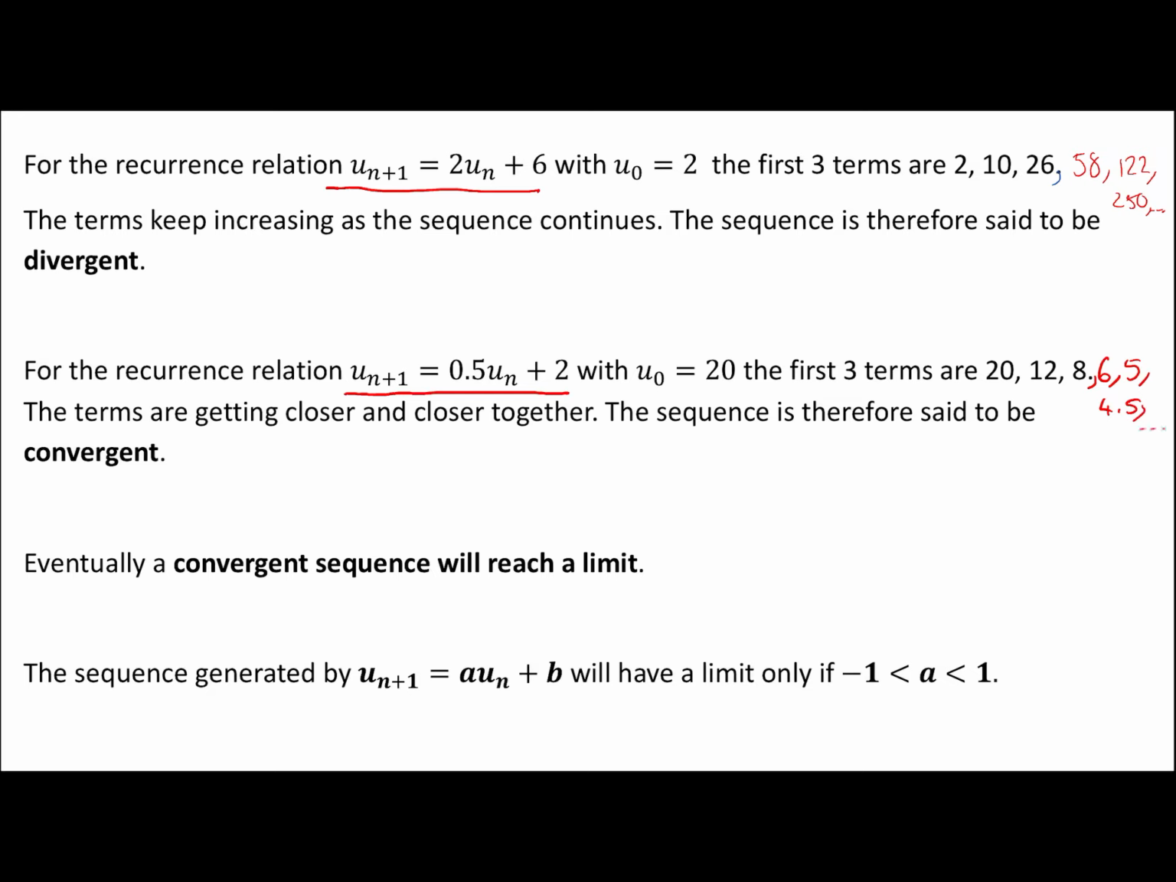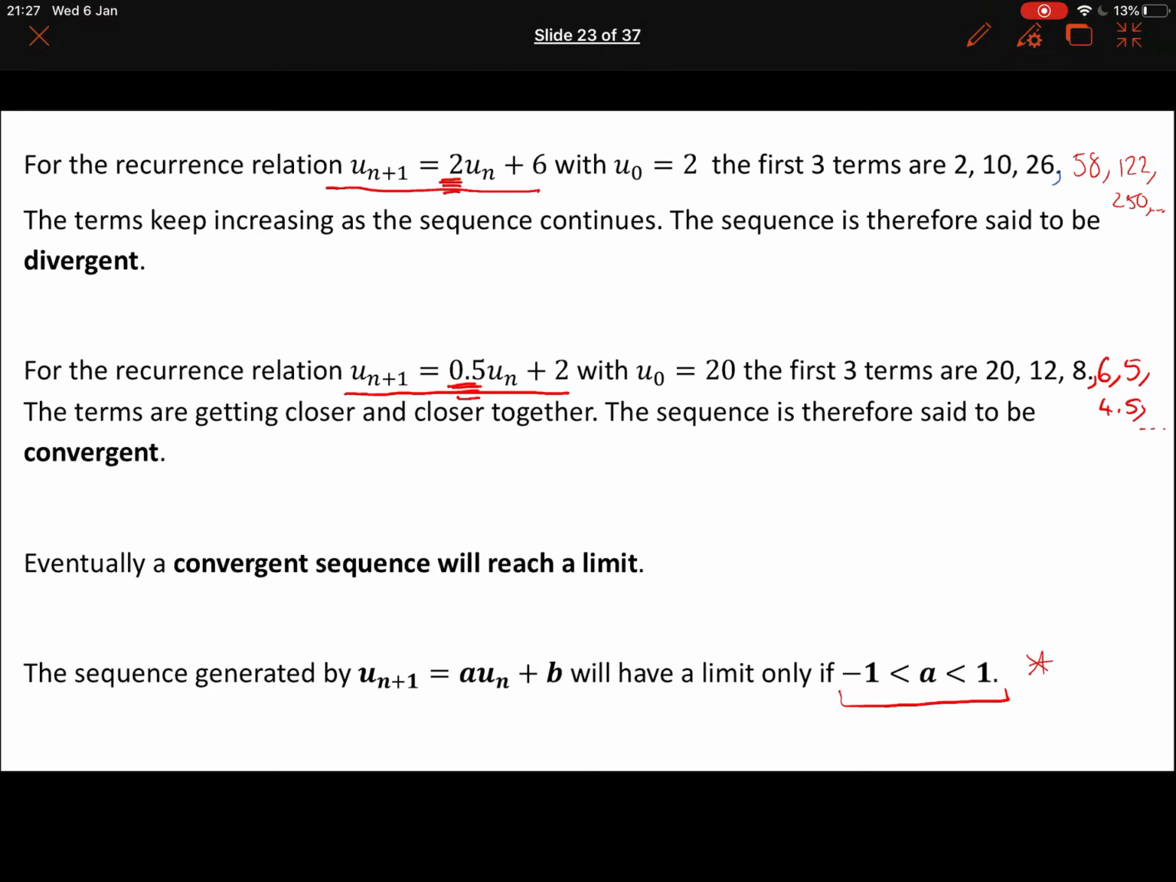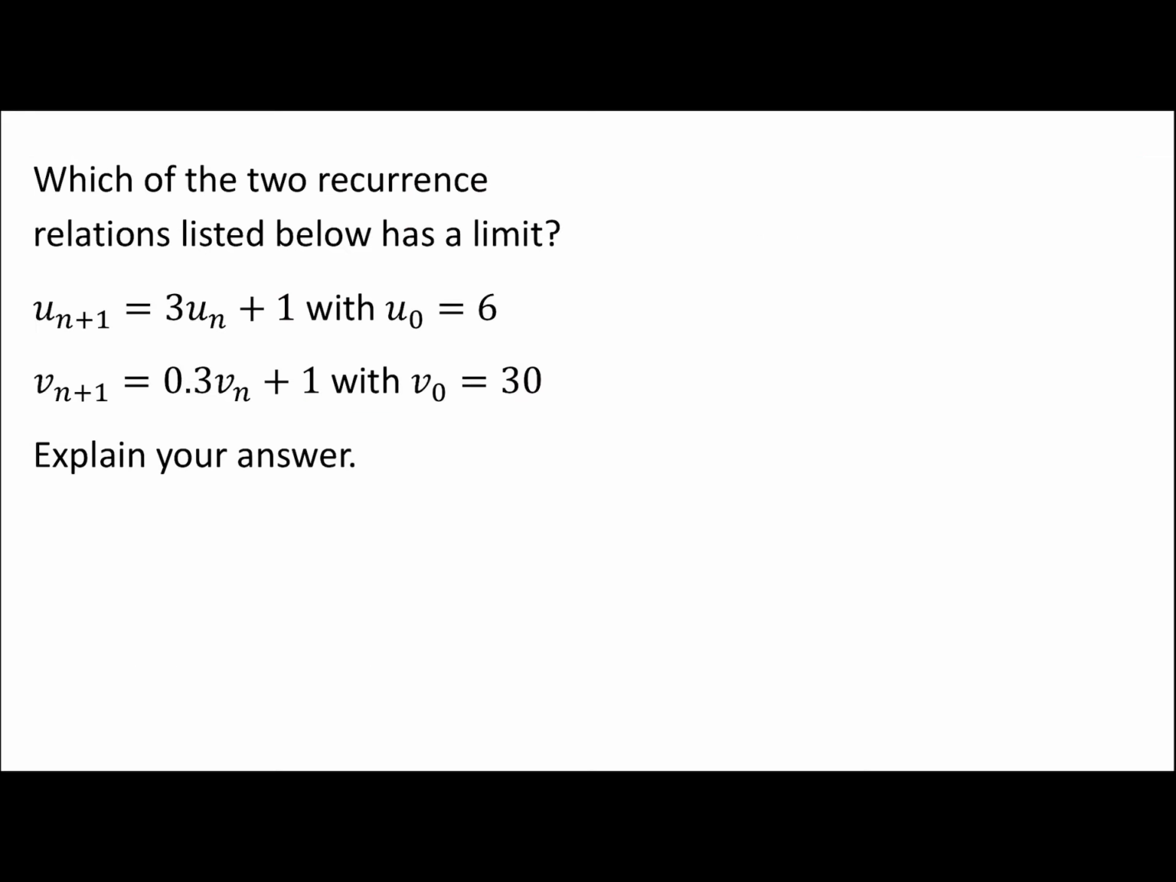So eventually a convergent sequence will reach a limit, and the sequence generated by u_(n+1) = au_n + b will have a limit if and only if your value of a is strictly in between 1 and -1. So this thing here is key. If your value of a is in between 1 and -1, your sequence will reach a limit. So you can see for our first sequence, our value of a was 2, so it didn't have a limit. But for our second sequence, our value of a was 0.5, so it would have a limit. So what we're going to do is we're going to look at calculating limits.